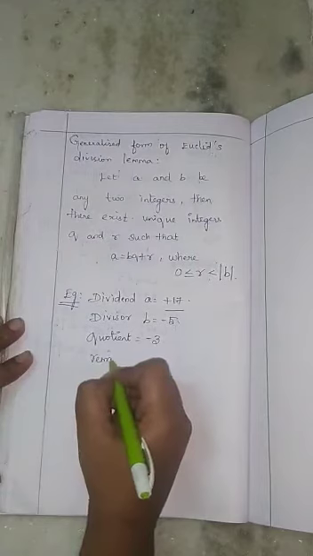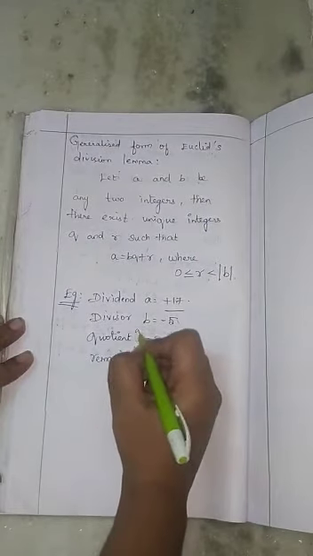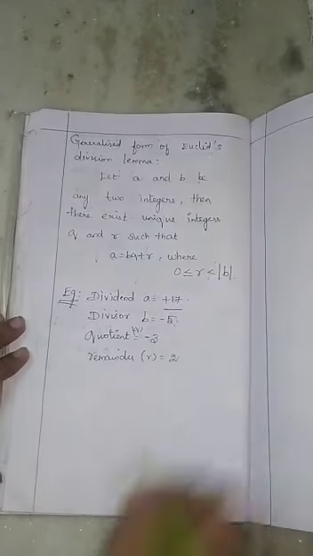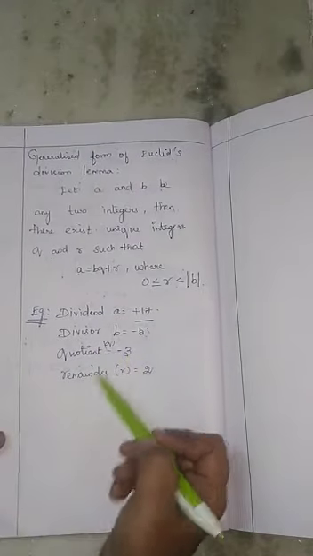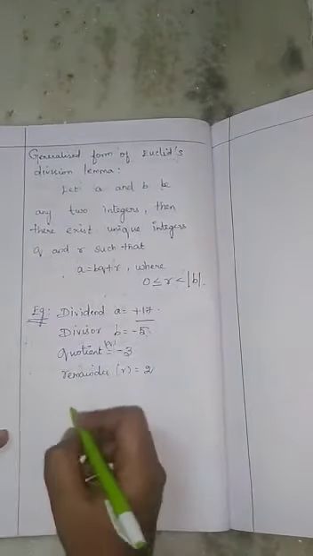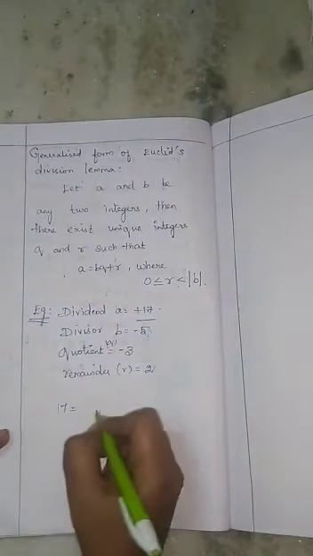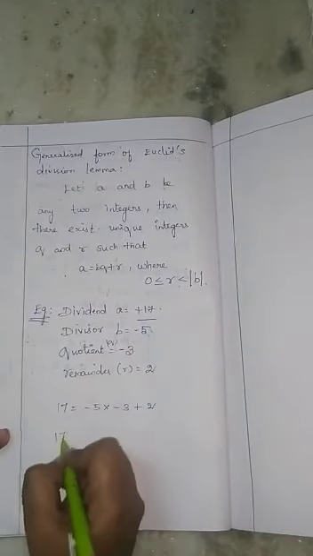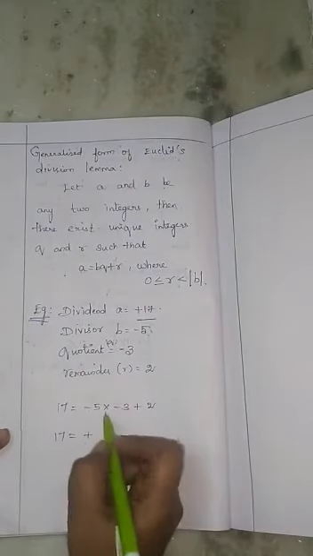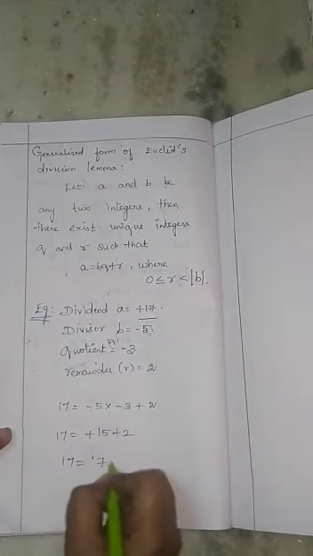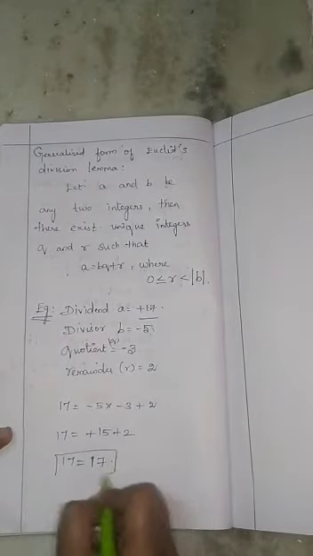Check the remainder. What is the remainder you will get? Remainder equal to 2. So dividend equal to a, divisor equal to b, quotient equal to minus 3, remainder equal to 2. Now apply these in the formula: 17 equal to minus 5 into minus 3 plus 2. Now check it: minus into minus is plus, 5 3s are 15, plus 2, 17 equal to 17.